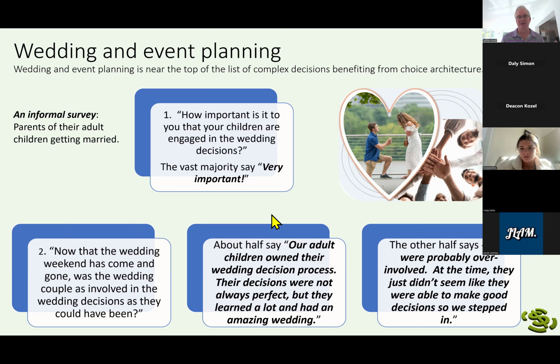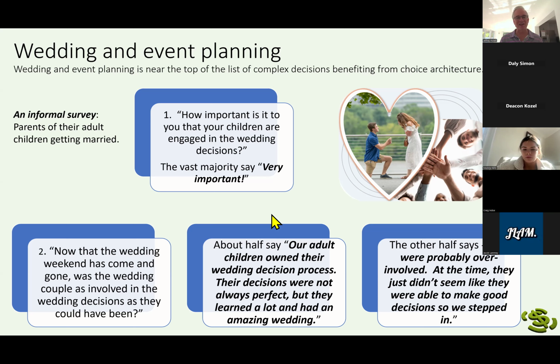And of course, their first thing is, yeah, well, of course, it's very important. We really want them to do this. We don't want to make the decisions for them. It's important for them with their life. They're a new married couple or soon to be married couple. So that's always their first thing. So everybody's aligned on that.